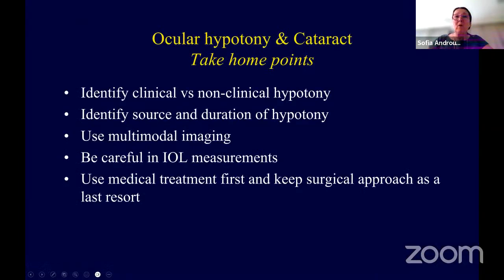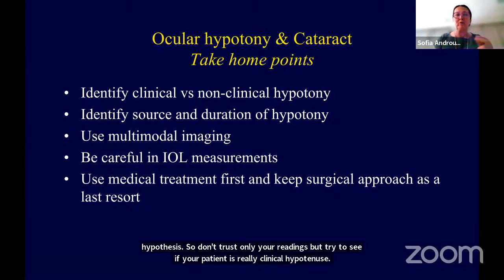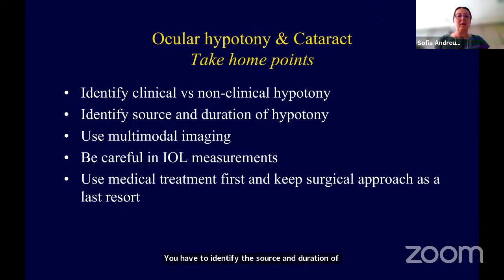So some take-home points for ocular hypotony. You have to identify the clinical versus non-clinical hypotony. So don't trust only your readings, but try to see if your patient is really clinically hypotonous. You have to identify the source and duration of hypotony: source, if it's a ciliary body shutdown, or only a shock of the ciliary body, or a cleft, which has a different approach. And the duration of hypotony, if it's acute or chronic, is very important.